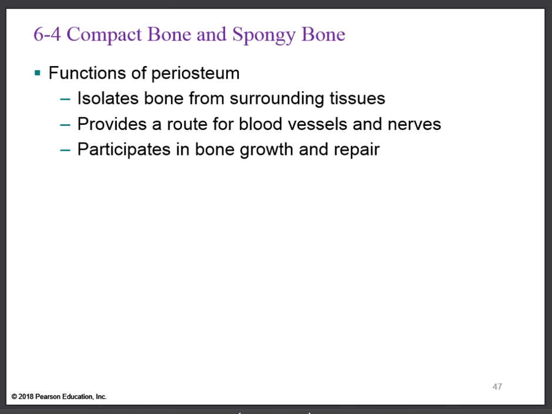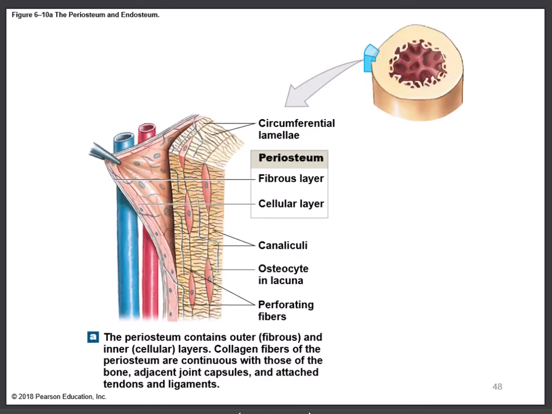So the functions of the periosteum are pretty easy. They isolate the bone from surrounding structures, right? We have muscles on top of bones, so it's a way of keeping the muscles separate from the bone. The periosteum is very vascular and it has nerves. So this is the way blood vessels and nerves travel along the bone. We'll get into that in the next lesson. And they participate in bone growth and repair. So during our formative years, the periosteum is active, and when we're an adult, if we injure a bone, the periosteum is active, especially the cellular layer, in repair. All right, that's a good picture.